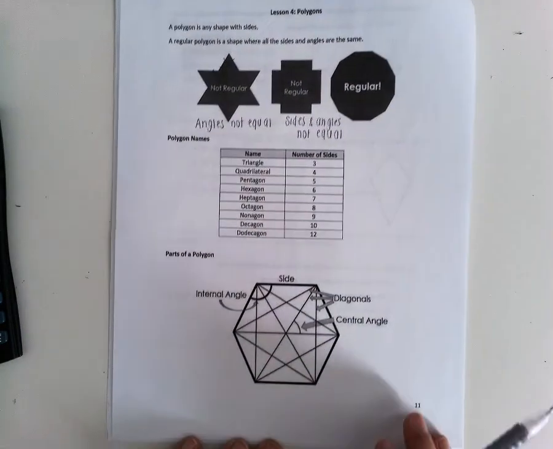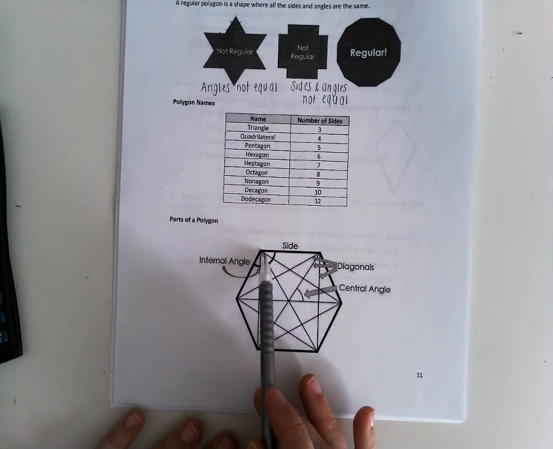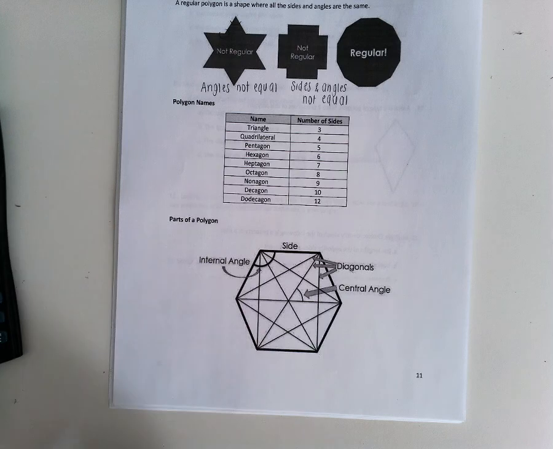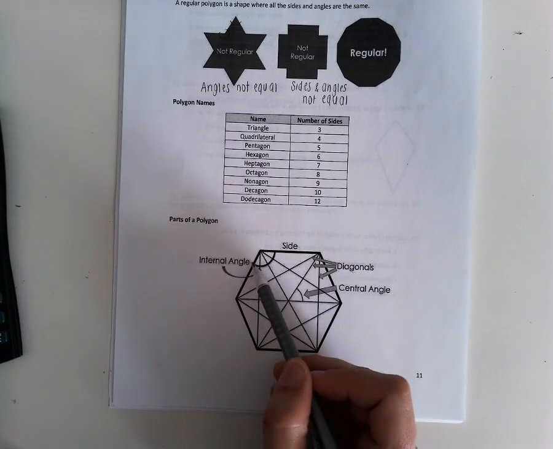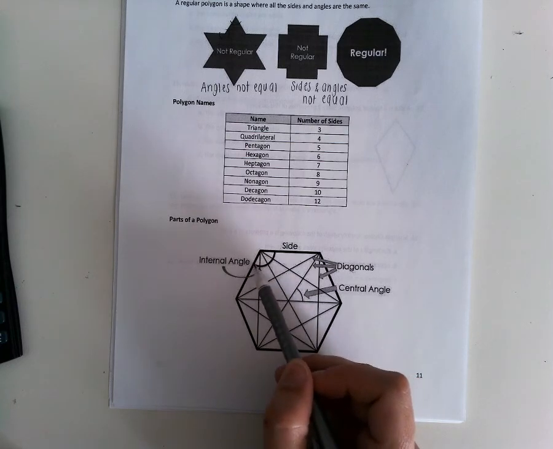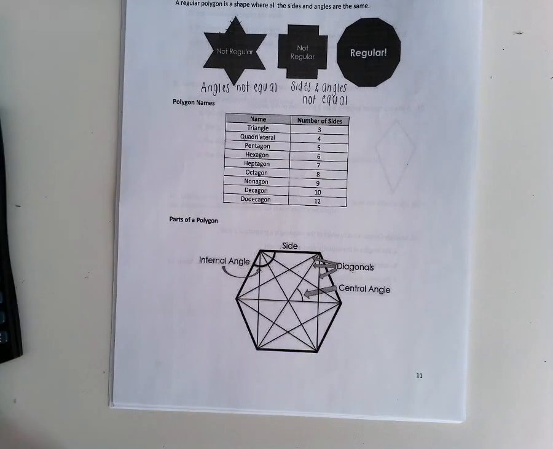Now, inside of a polygon, we have certain features. We obviously have the side, which I think is pretty obvious. It's the side of the shape. But we also have things called interior or internal angles. Those are formed between the sides. So this here would be an internal angle.